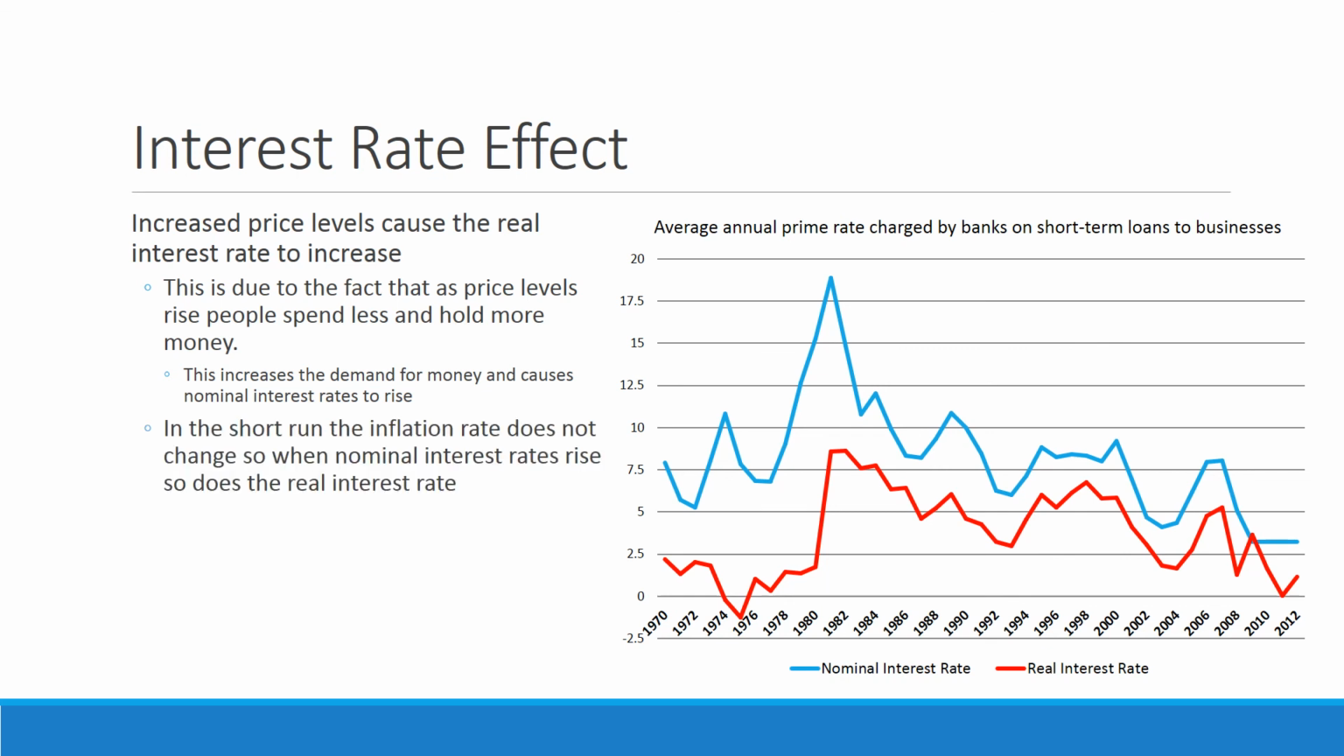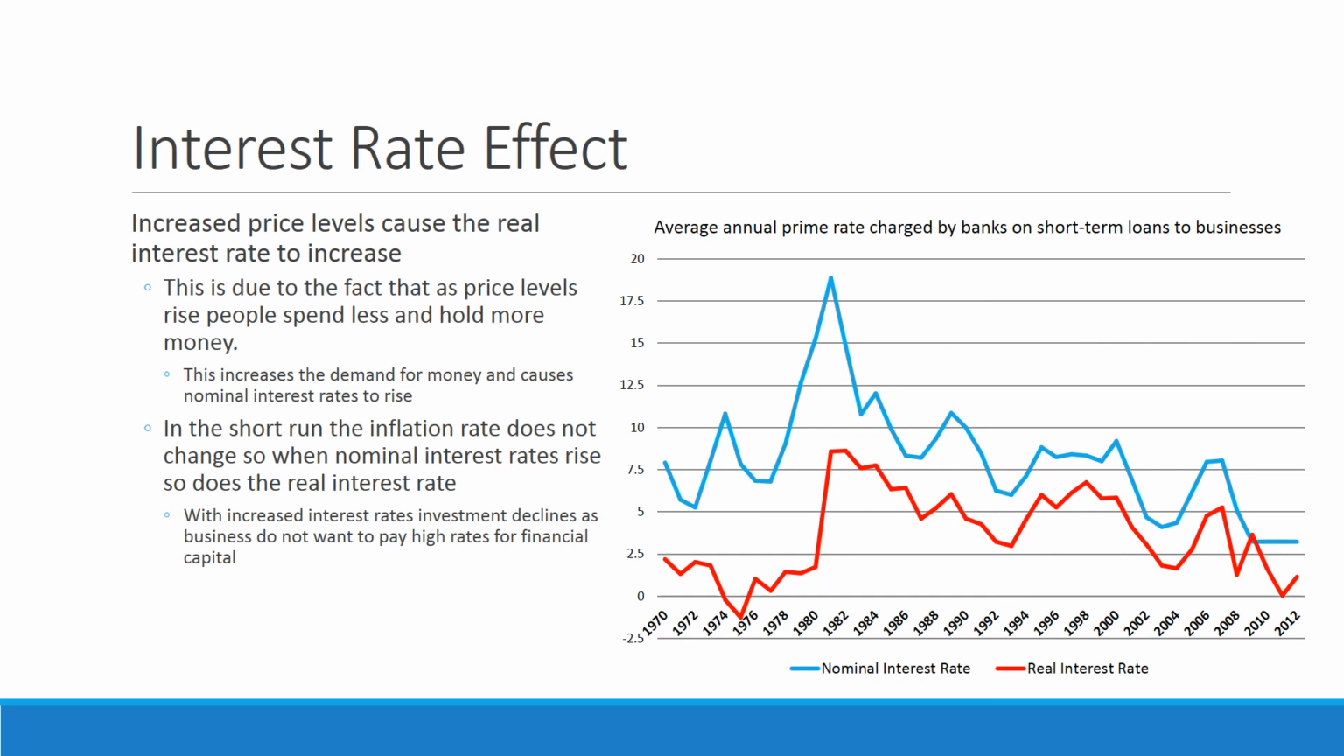So in the short run, the inflation rate does not change. So when nominal interest rates rise, so does the real interest rate. Those two are rising and falling together. With increased interest rate, investment declines. And that's the thing. If price levels are increasing, if the interest rates are increasing, then that means not as much financial capital will be bought, which means, of course, that companies aren't going to produce as many goods. So when interest rates rise like this, what do we expect to also rise with it?